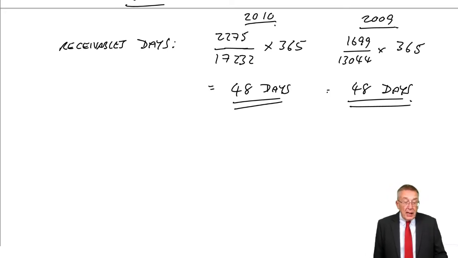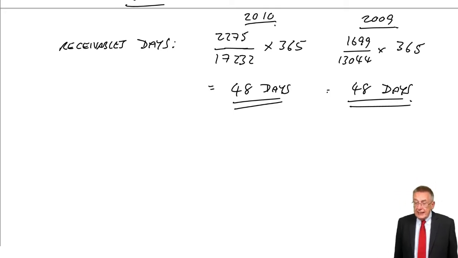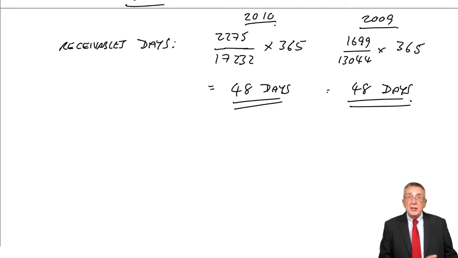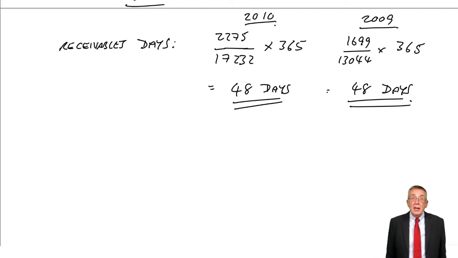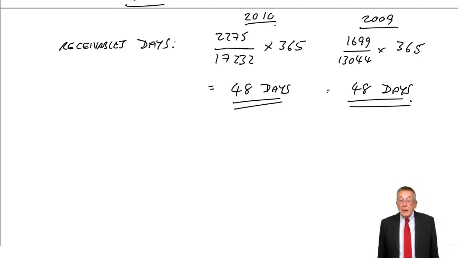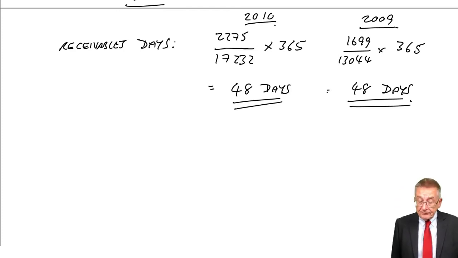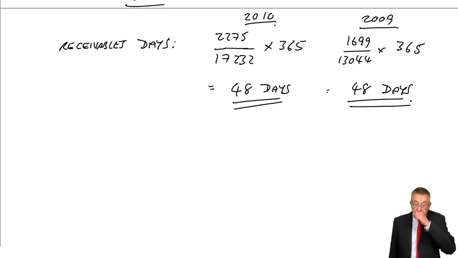One other thing, and this is a general point, it could be a bit misleading in that we've taken the receivables at the end of the year, and they could be unusually high at the end of the year. Maybe we've only just sent a whole load of invoices out, or for that matter, they could be unusually low. It would be better to look at the average receivables over the year.